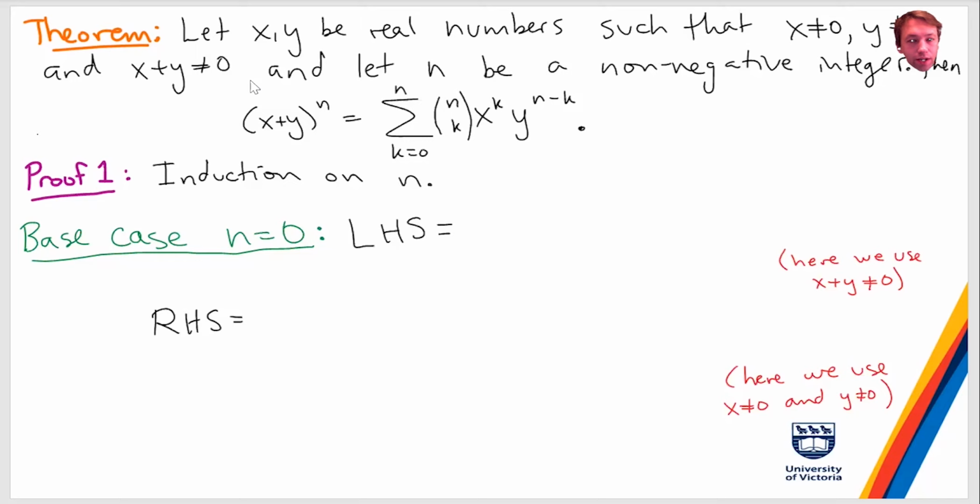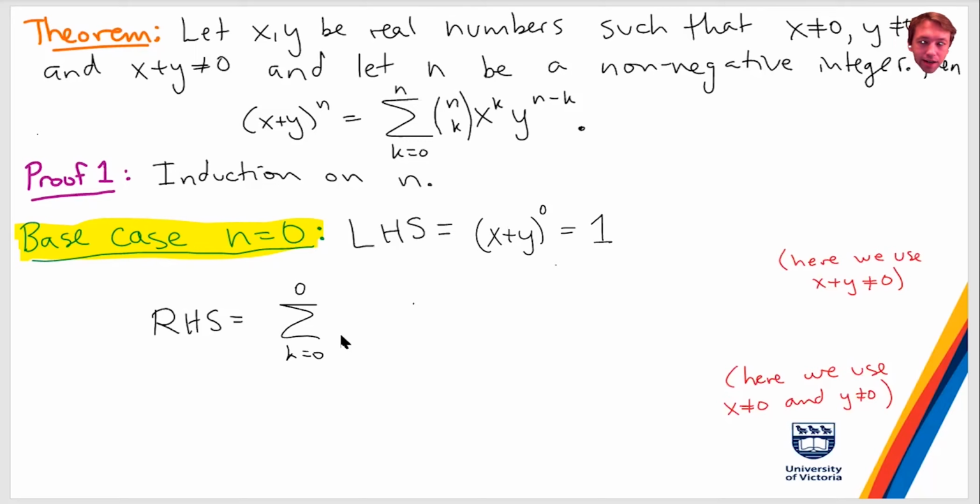Okay, so let's do induction on n. What about the base case? Here we're dealing with the case n equals 0. What is the left-hand side of the equation in the base case? The left-hand side is just x plus y to the 0, where, since x plus y is not 0, we can write that this is 1. That's how exponents work: if you take something to the 0, it's 1, unless that thing is 0, and then it becomes a little dicey because it's not technically defined.